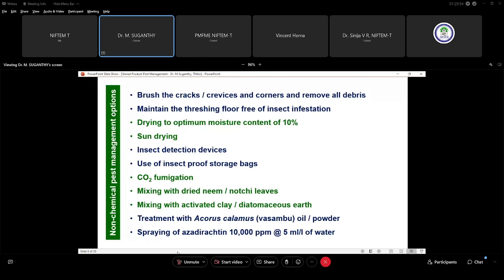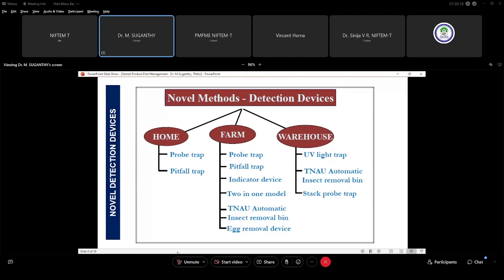And azadirachtin. What is azadirachtin? It is a derivative, a compound present in neem. A purified formulation of azadirachtin, that is azadirachtin 10,000 ppm, is also available in the market. Those commercially available neem formulations can also be used for spraying over the stacks. So these are some of the novel methods.